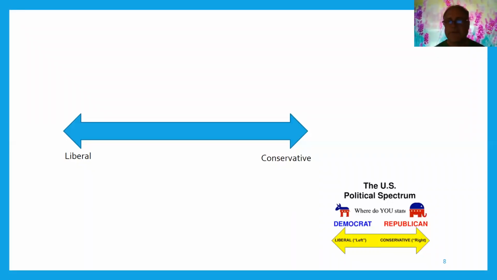I'd like to spend a few minutes talking about the US political spectrum. And on the slide in front of you, you will see a continuum. On the left-hand side of the continuum, you will see the word liberal, and on the right-hand side, you see the word conservative. So politically, what does it mean to be liberal, and what does it mean to be conservative?